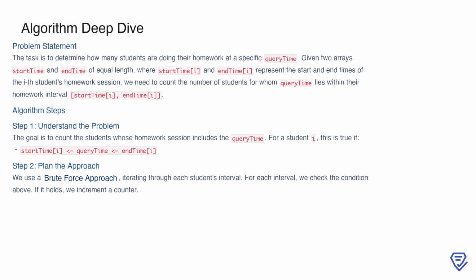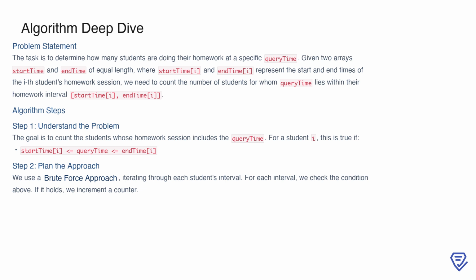The goal is to count the number of students for whom the query time falls within their homework interval. This means we need to check if queryTime lies between startTime[i] and endTime[i] for each student. The simplest approach to solve this problem is to iterate through each student's time interval, check if the condition startTime[i] <= queryTime <= endTime[i] holds, and if it does, increment a counter.